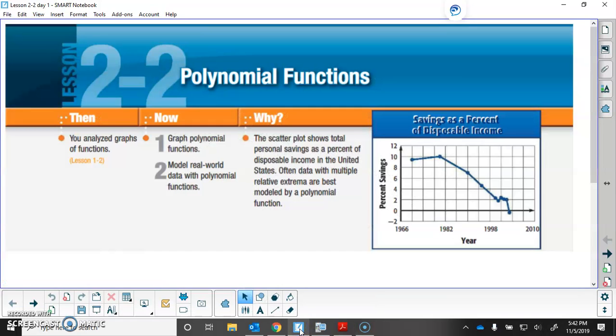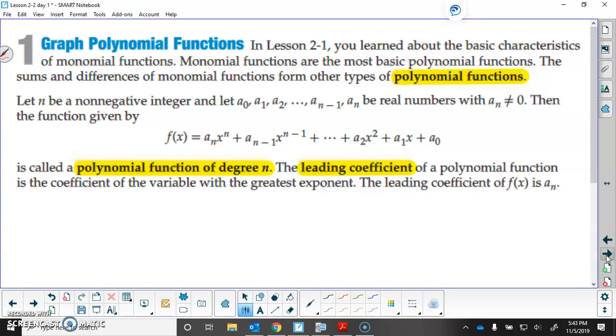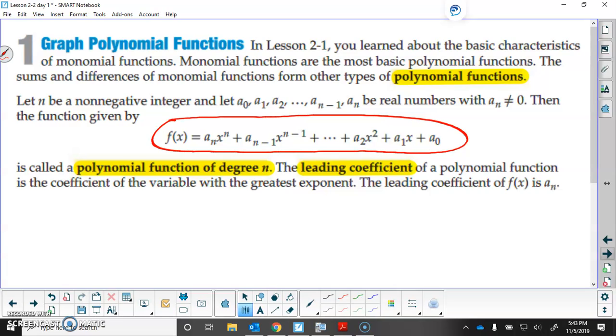Lesson 2 of Chapter 2 is on polynomial functions. As you know, the prefix poly means many, and so a polynomial function has a fairly difficult definition to decipher through. This is an example of a polynomial function with its theory, and really the important thing to understand is that the exponents have to be non-negative integers. So you can't have any negative exponents and you can't have any exponents that are not integers.